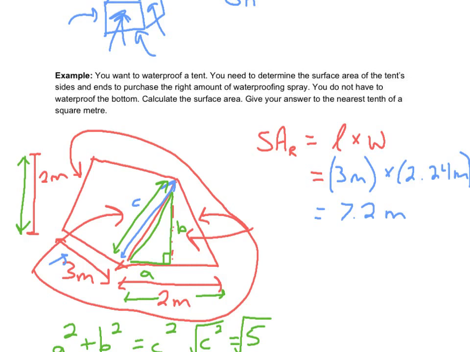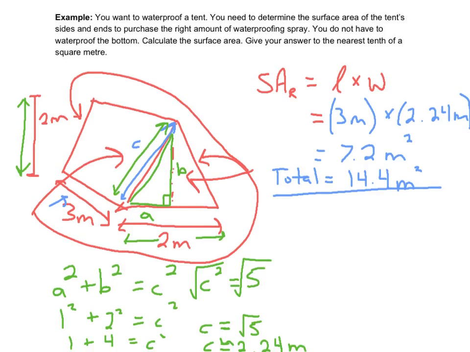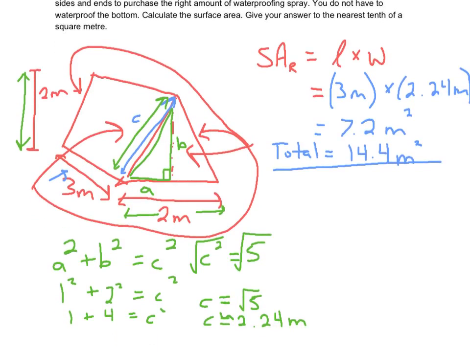And remember, in total, we have 2 rectangles, so 2 of those would be 14.4. Sorry, I made an error there. That's meters squared. And so our total is 14.4 meters squared. Now that is the rectangle part of it. We need to also determine the area of the 2 triangles.